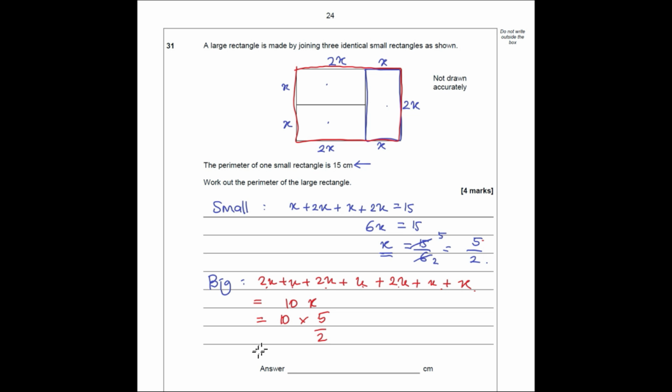So we know it is, if you divide this 2 by 2, it's 1. Divide this 10 by 2, you get 5. So 5 times 5. Now you have 25. That will be the perimeter of the large rectangle, 25 centimeters.